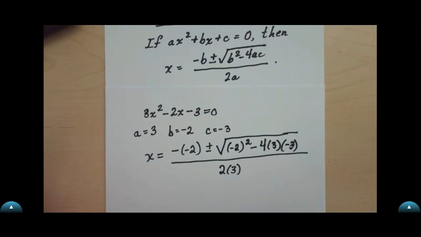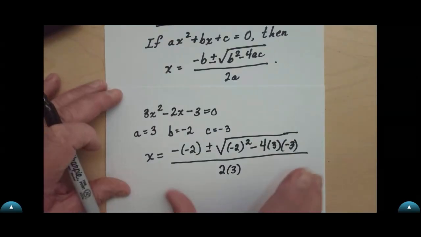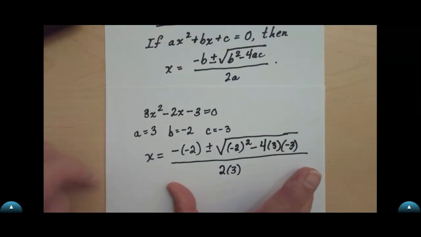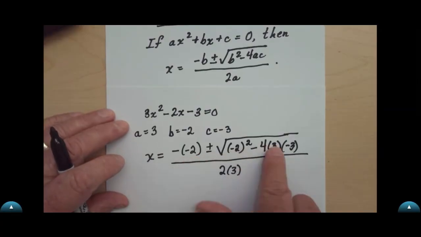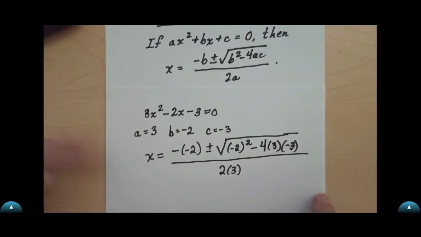Everything else now is arithmetic. We just got to do the arithmetic to simplify these numbers. And I say these numbers because there are going to be 2 answers here, right? There's going to be this plus that stuff over 2 times 3, and also this thing minus that stuff over 2 times 3. So there's going to be 2 answers.